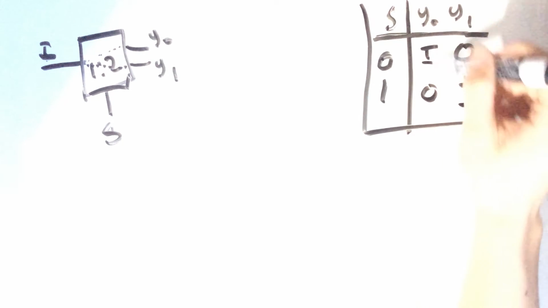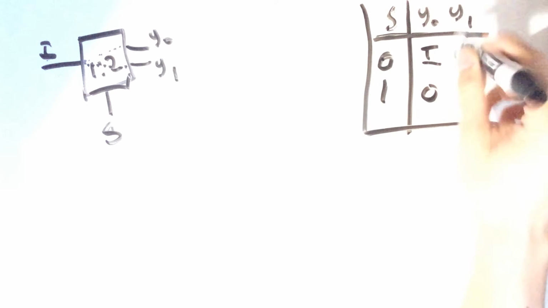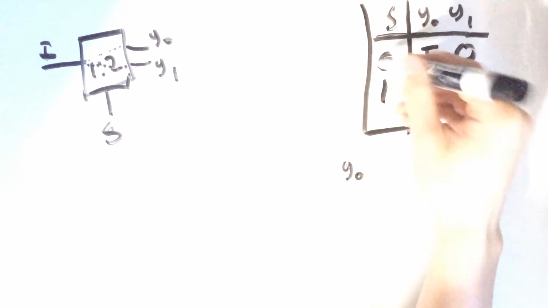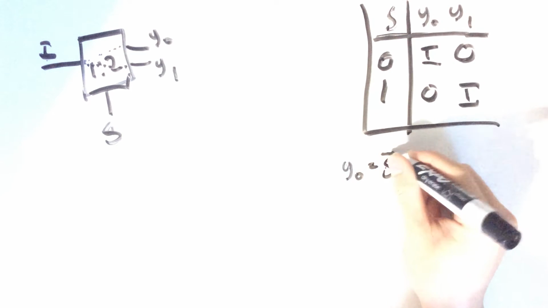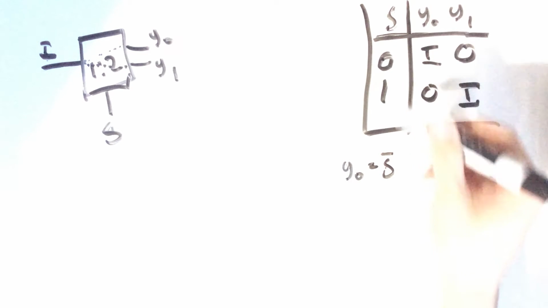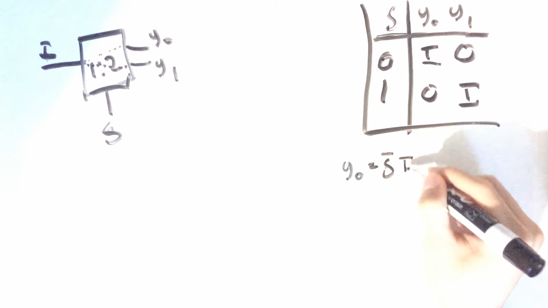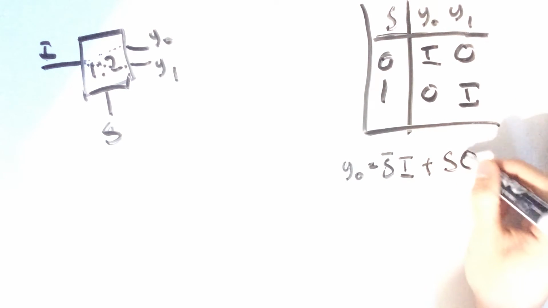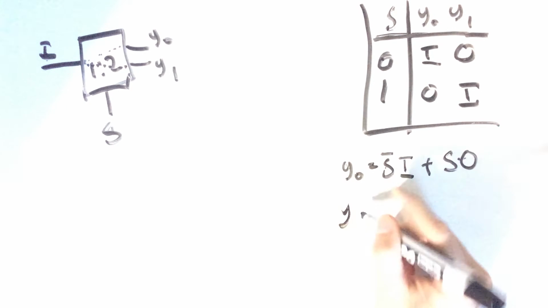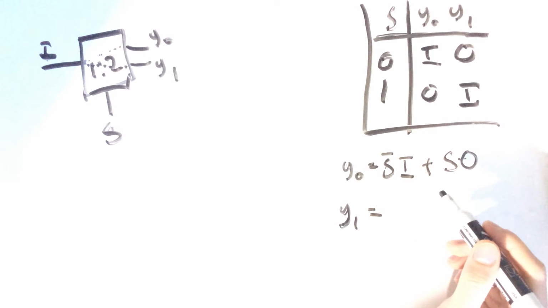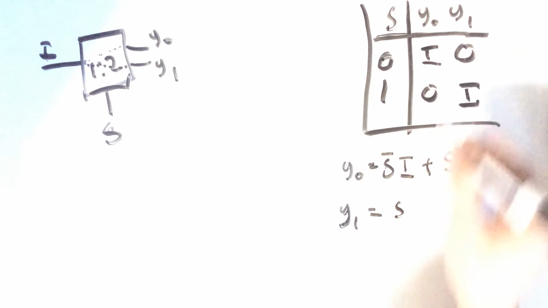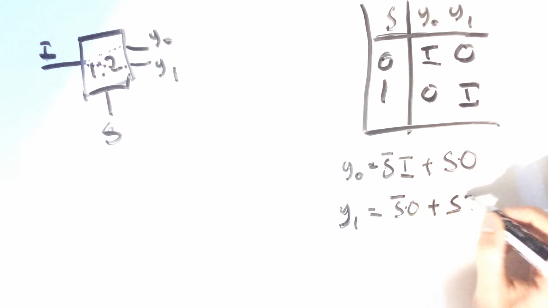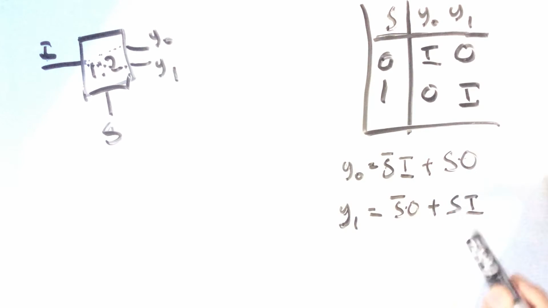Now, since we have 2 outputs here, we're going to draw 2 little functions to represent each one of these outputs. Okay? Now, let's start with Y0. Y0 is basically going to have this. Let's start with our first row right here for Y0. When S is 0, so we're going to write not S right here, and we're going to write the value I right here. And we're going to add it with the next value, S and 0. Now let's take a look at our second output here. We have Y1, which is going to have the value of not S and 0, and we are going to have the value of S and I.